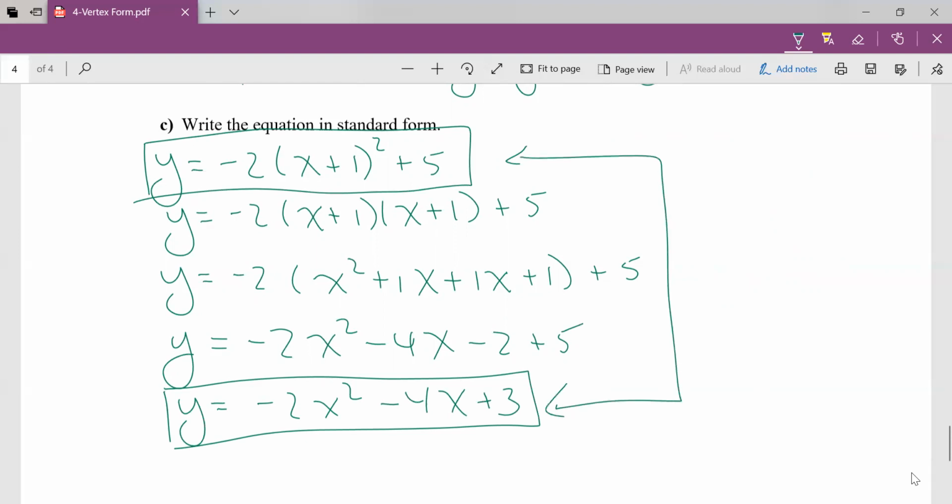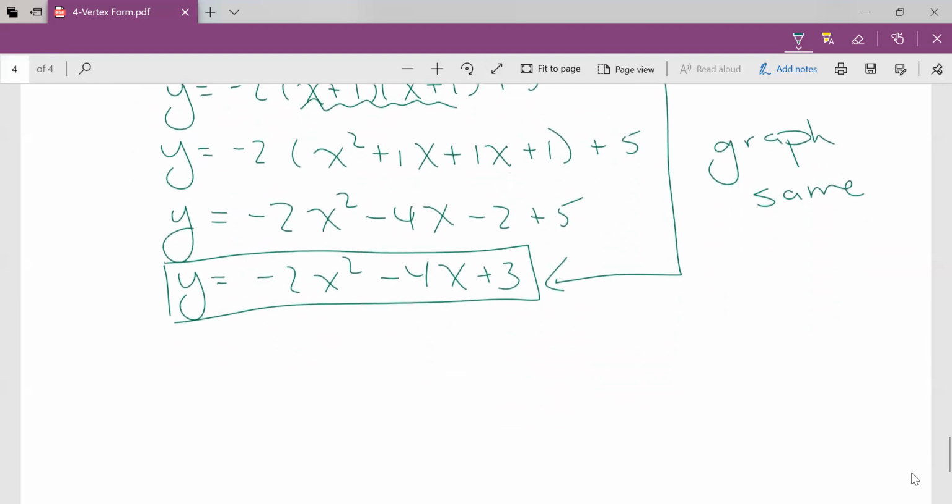And to check really quickly, I graph it, and those two things better be the same. If not, I screwed up. Usually where I see a mistake is, like I said, people don't distribute x plus 1 times x plus 1. Right? That's the big mistake. Or sometimes a negative gets lost along the way.